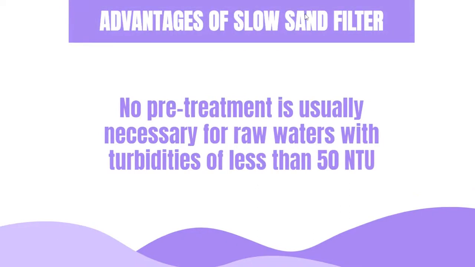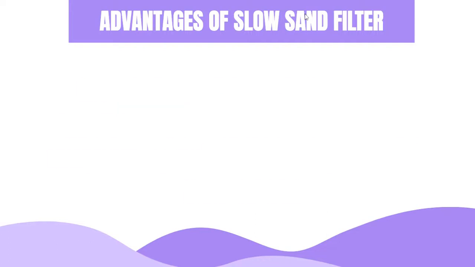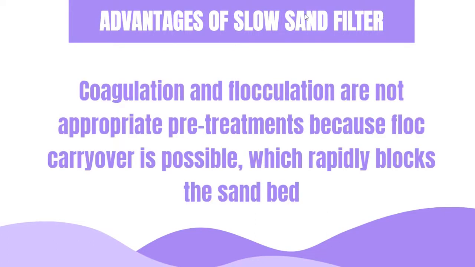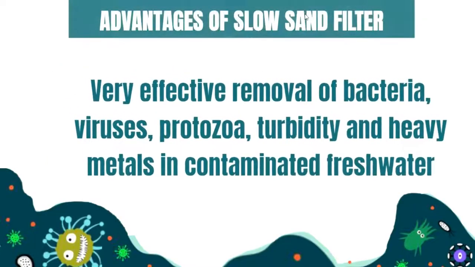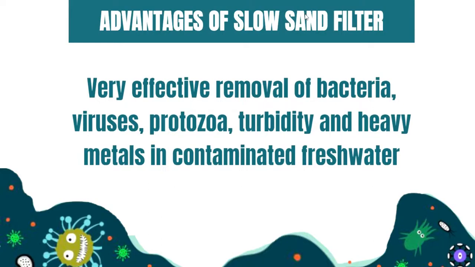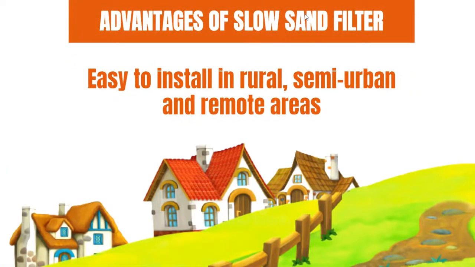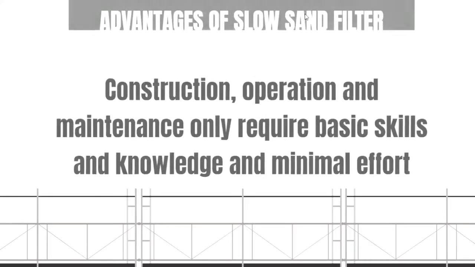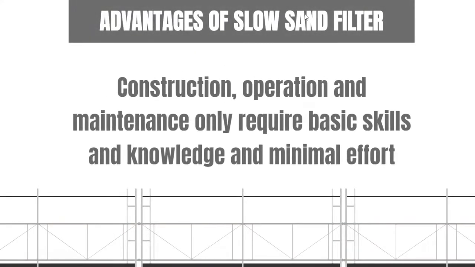Advantages of slow sand filtration. First, no pre-treatment is usually necessary for raw waters with turbidity of less than 50 nephelometric turbidity units. Coagulation and flocculation are not appropriate pre-treatments for slow sand filters because floc carryover is possible, which rapidly blocks the sand bed. Very effective removal of bacteria, viruses, protozoa, turbidity, and heavy metals in contaminated fresh water. Easy to install in rural, semi-urban, and remote areas. Construction, operation, and maintenance only require basic skills and knowledge and minimal effort.